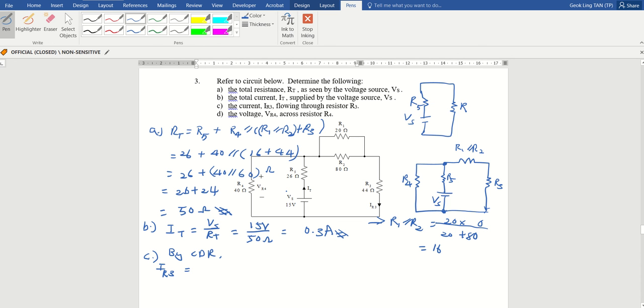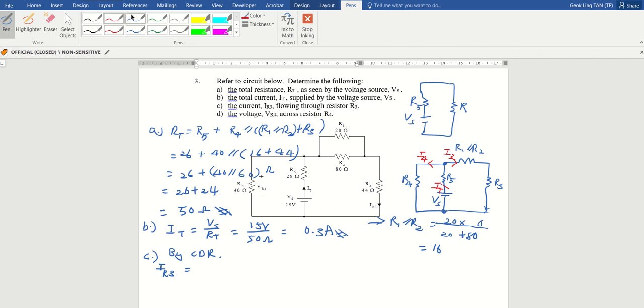So now you know the total current here. If I refer to this diagram, you know the total current IT here. Then the current will branch out from here and here. So you have I3 here, and then you have I4. Current through R4, so you apply CDR.